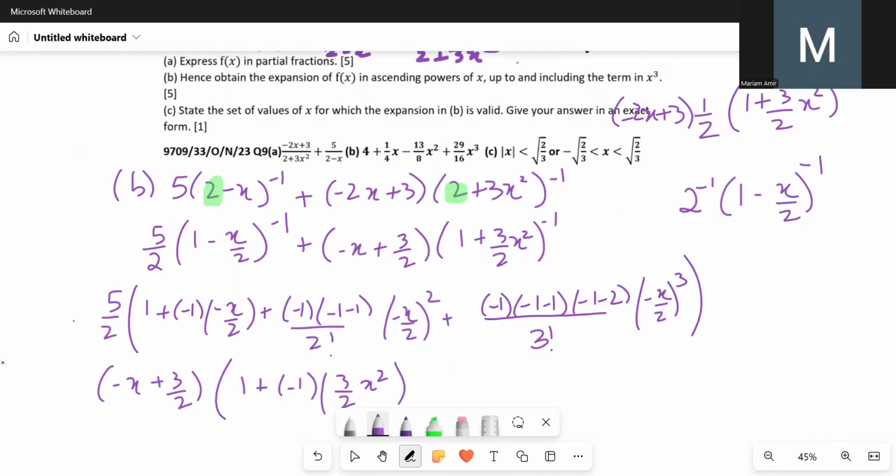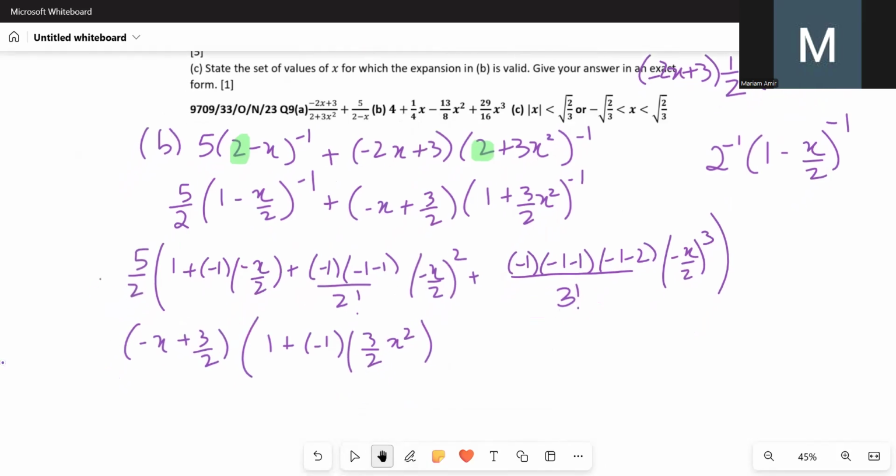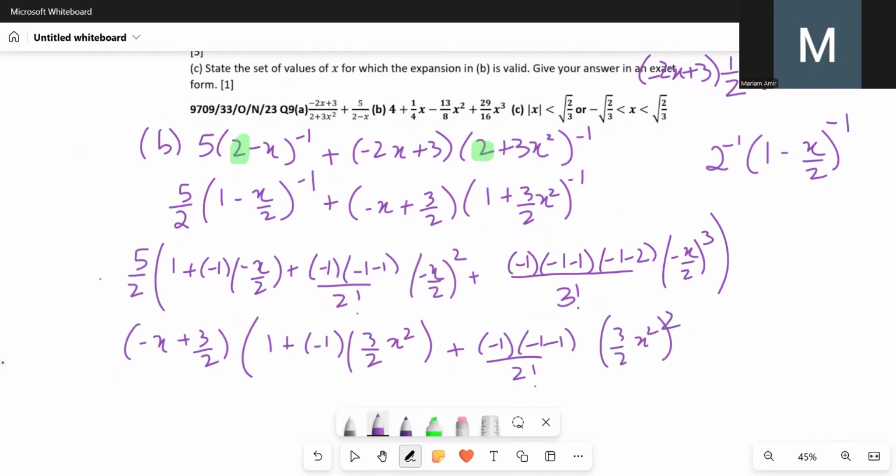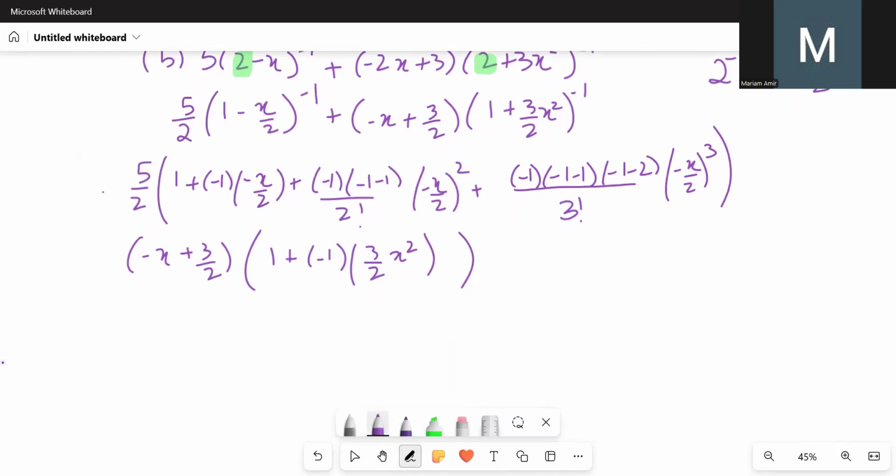And then the next term will become x power 4, because we'll have plus (minus 1)(minus 2) over 2 factorial and (3 by 2 x squared) whole squared. So we don't need this term. This will be x power 4, so we don't need to write that. Okay, so we get 5 over 2 and (1 plus x over 2.